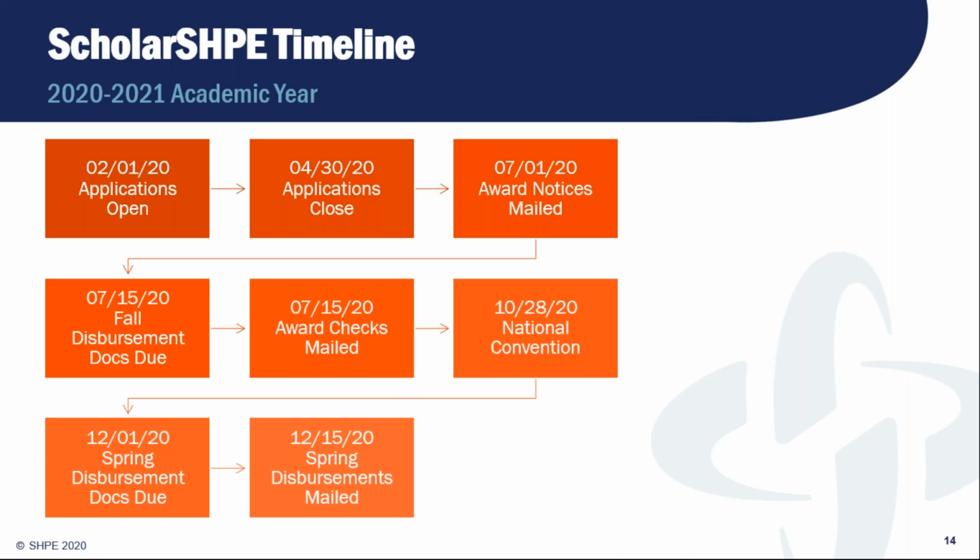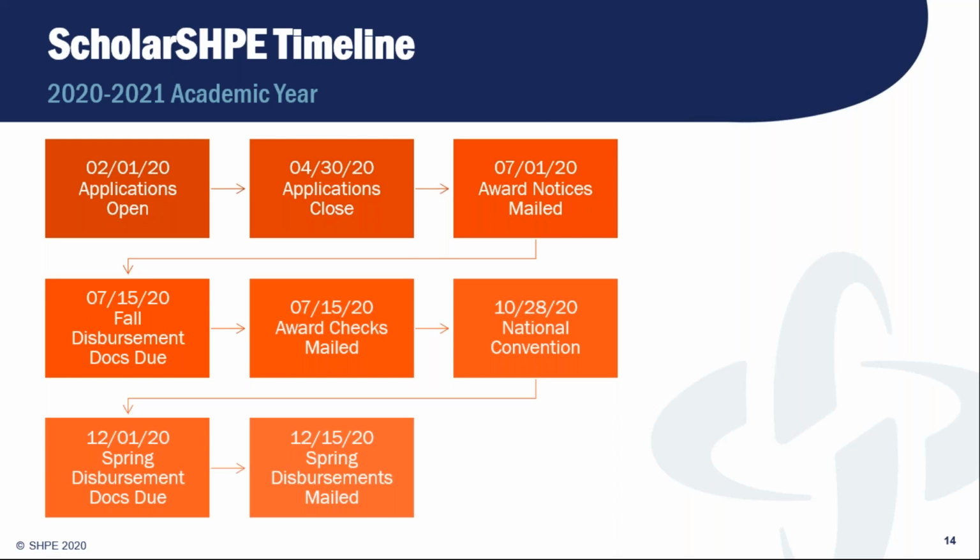And then award notices will be mailed on July 1st. And this is the main reason why we've moved up our timeline, so that we can disperse the fall awards on July 15th. The review period will happen between April 30th and July 1st. If you are selected, you will receive an online form to complete, which is due July 15th, and that's when scholarship award checks begin to be mailed out.